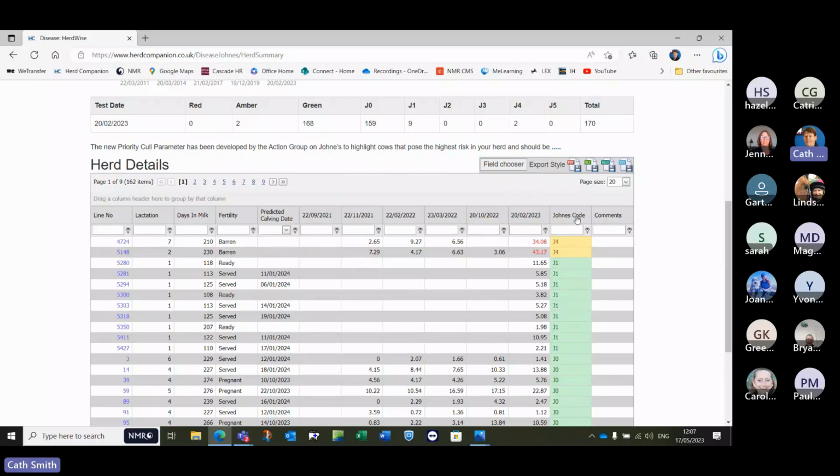This bottom table is then, of course, live cows in the herd right now with all of their test results. And you can see they are in Johne's status order. I've got no J5s in here at all. And you can change the order as with anything on Herd Companion. These tables work in exactly the same way.